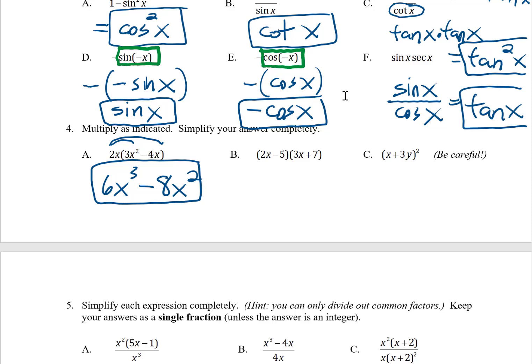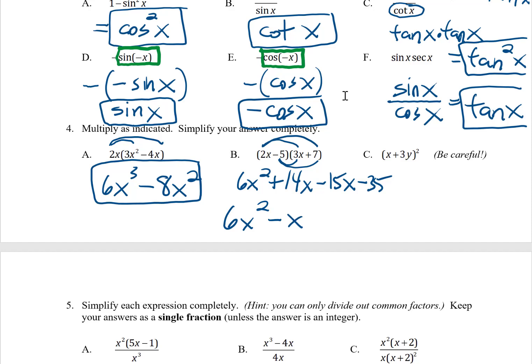Part B is what we call a FOIL problem. I do the firsts, so 2x times 3x would be 6x squared, and then the outer, 2x times 7 would be 14x. The inner looks like minus 15x, and the last is minus 35. Those middle two terms are like terms, so I can combine those. 14x minus 15x would be minus 1x, or just minus x. And I've got the minus 35, and I'm all set.